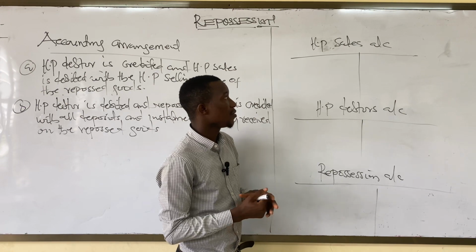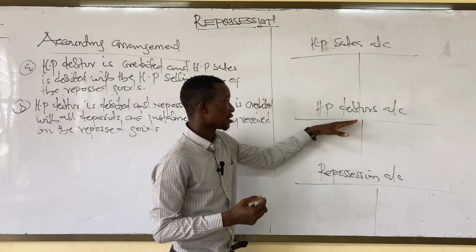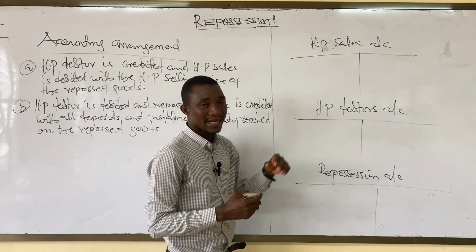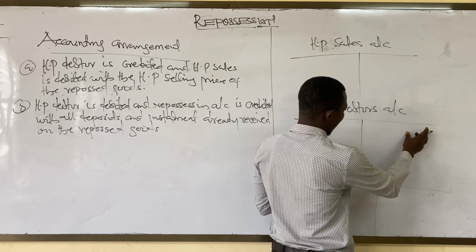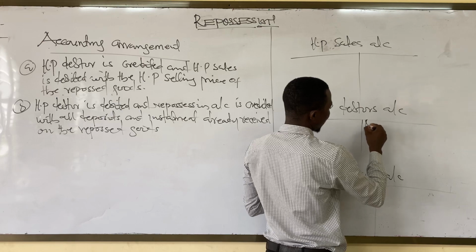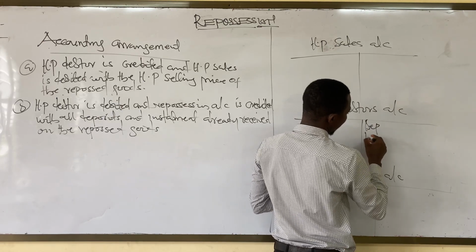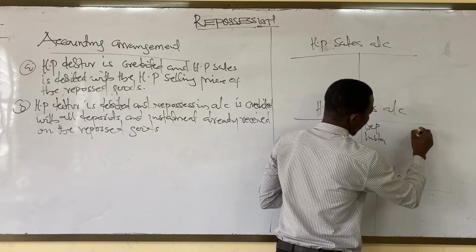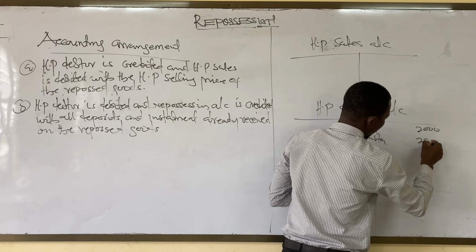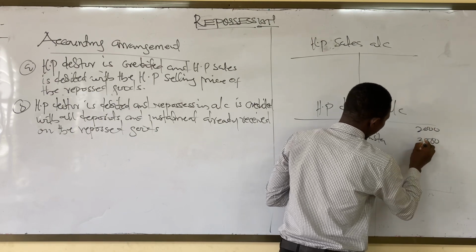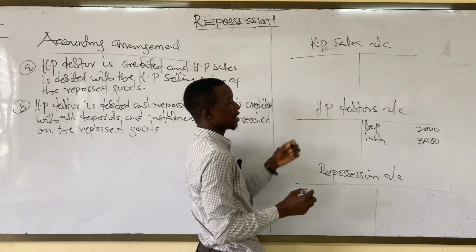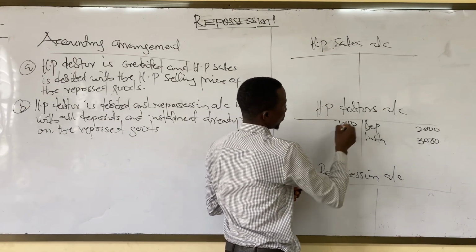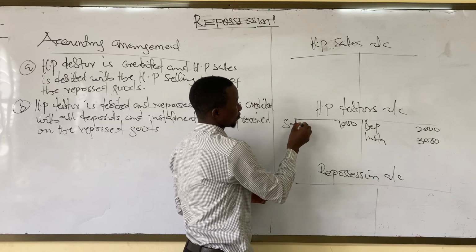We knew that when the hire purchase debtor makes a deposit or installment, we credit the account of the hire purchase debtor. So we have deposits and we have installment. Let's say 2,000, another 2,000. Let's say this is 3,000. Okay, let's say that the selling price of the item is 7,000. So we debit this in the name of sales.